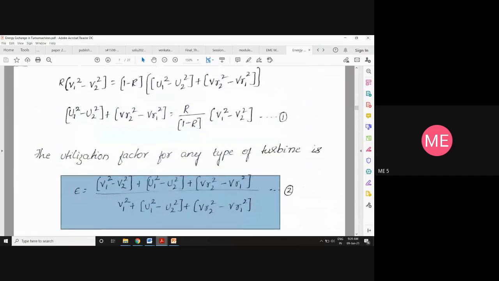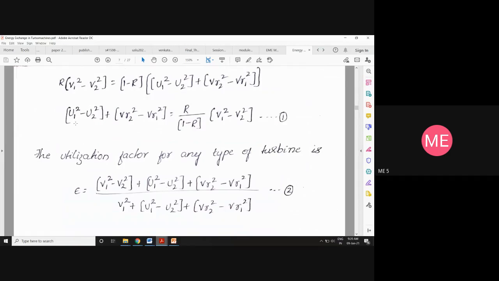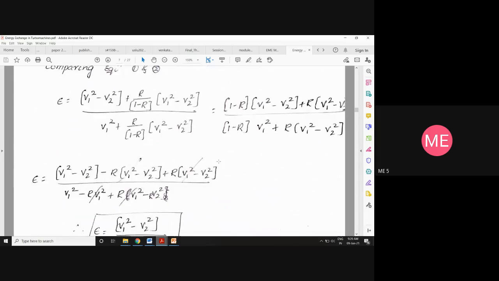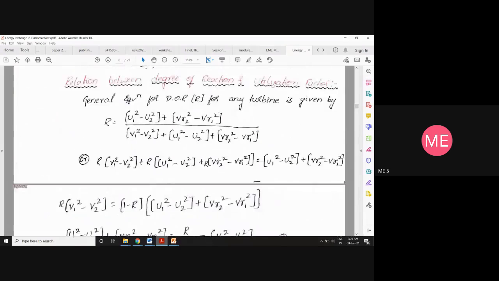Or what you do is, wherever there is U1 square, U2 square, VR2 square, VR1 square, in place of this you substitute like this, so that you express the utilization factor in terms of degree of reaction. That's all. It's a very simple derivation. We can call it very basic.